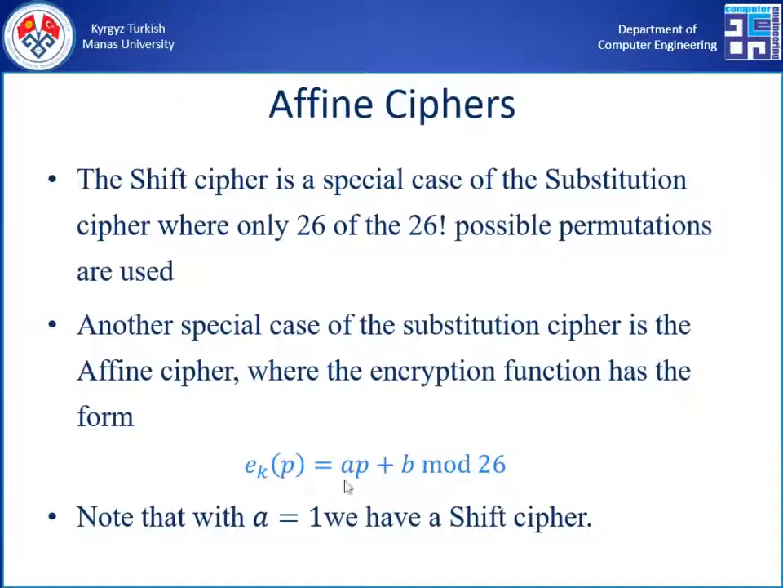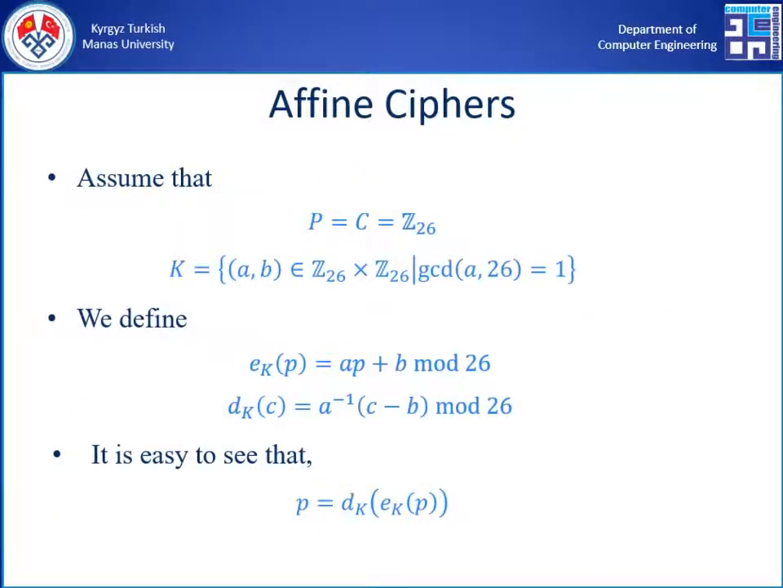So, as we noticed from this encryption function, the key consists of two parts, A and B, and note that if we have A equal 1, then we have just an ordinary shift cipher. In affine ciphers, our plaintext and ciphertext are also letters of the English alphabet, so we can encode them from 0 up to 25. Then we can define our key as a pair of numbers which are also in the set of integers modulo 26. But we have one more condition.